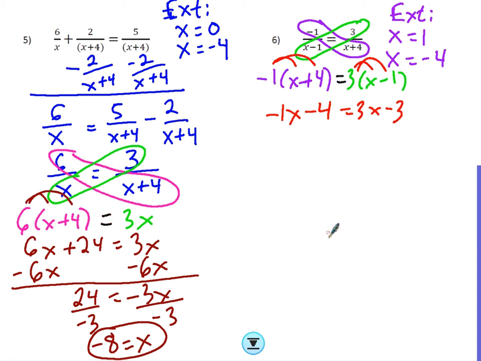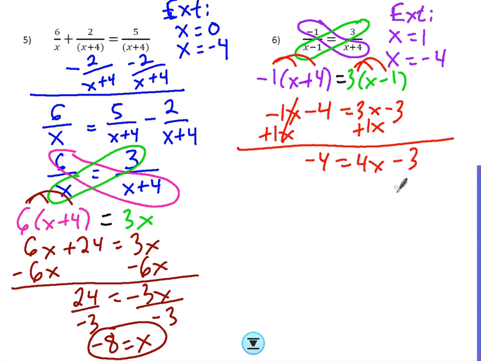I'm going to get all the x's to one side and the numbers on the other. It doesn't really matter which way that you do this. I guess I will add 1x to each side here. You could have also subtracted 3x or done the numbers first. These cancel. Negative 4 equals 3x plus 1x, which is 4x minus 3. And then we will add 3 to each side.